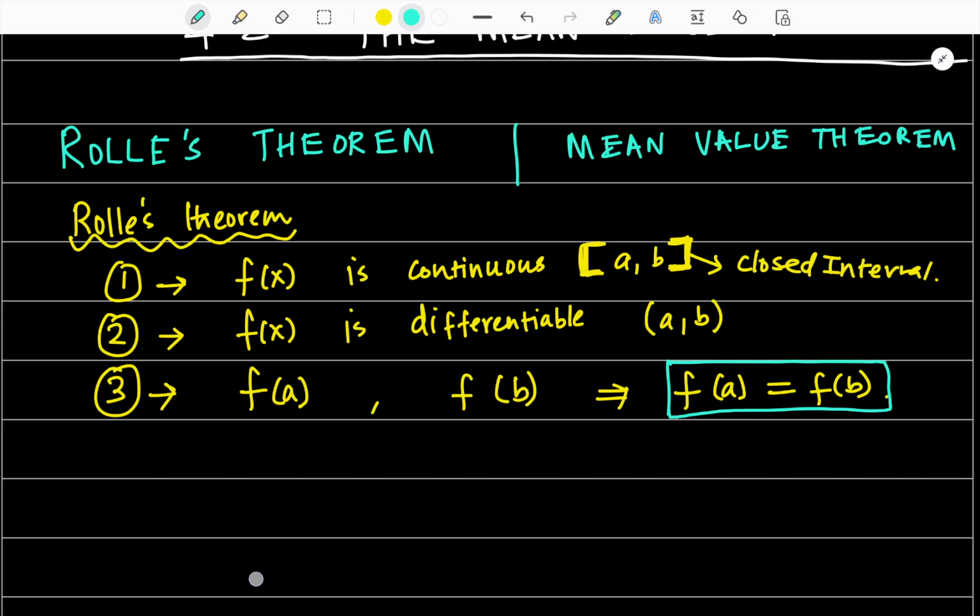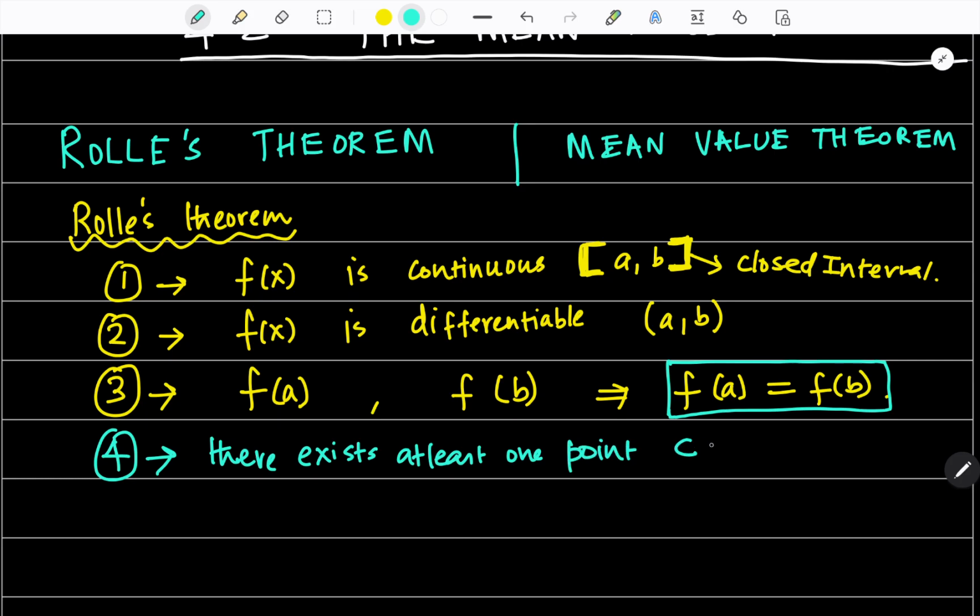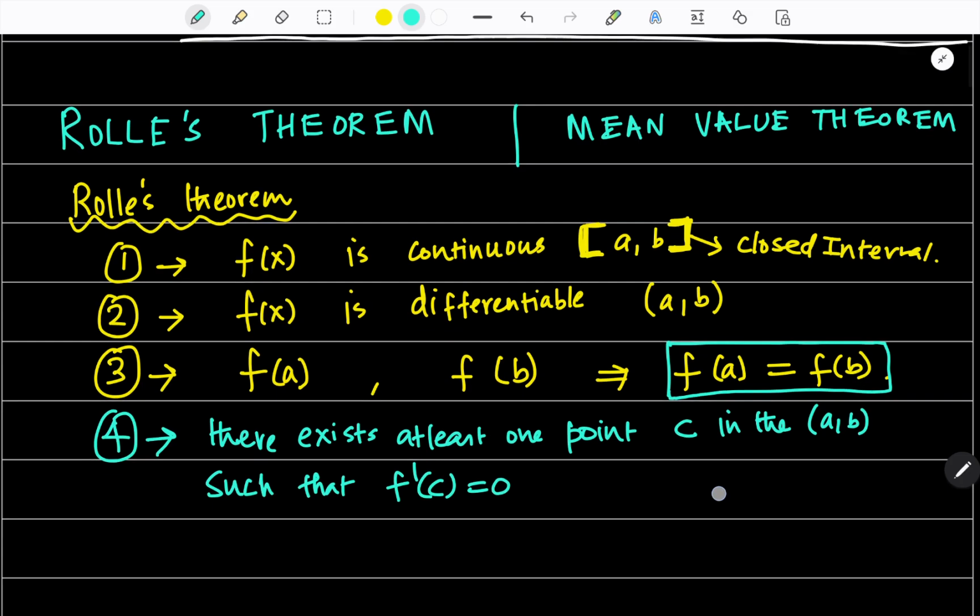Then by Rolle's theorem, step number 4: there exists at least one point c in the open interval a comma b, such that f dash of c equal to 0.